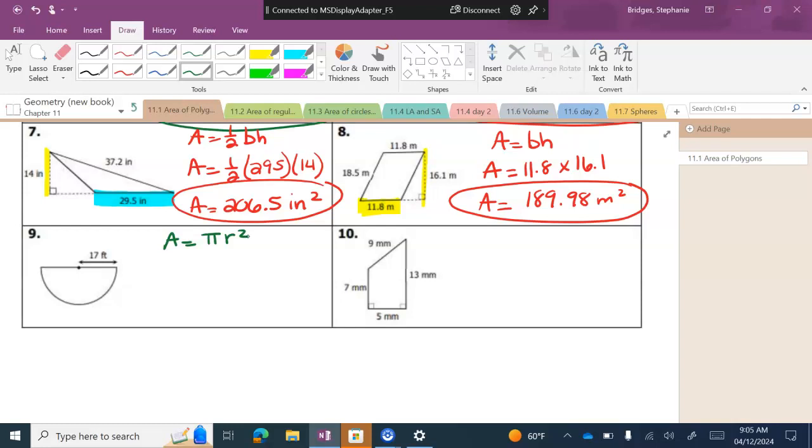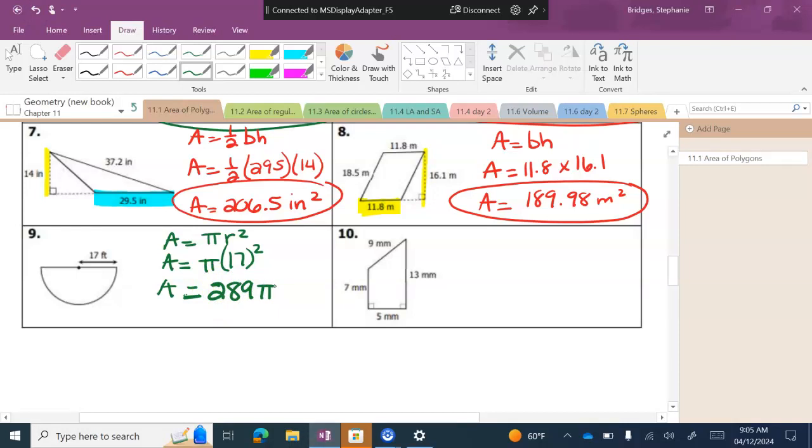What is my radius this time? 17, yep. So we're going to go area is equal to pi times 17 squared. So in your calculator, do 17 times 17. What's 17 times 17? 289 pi. But that's for the whole circle.